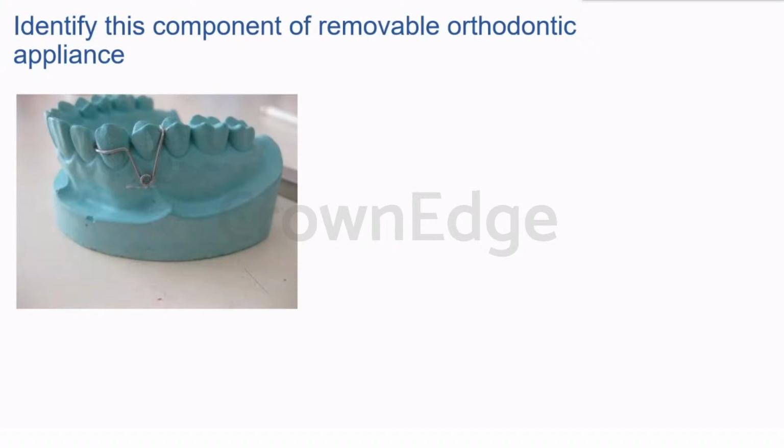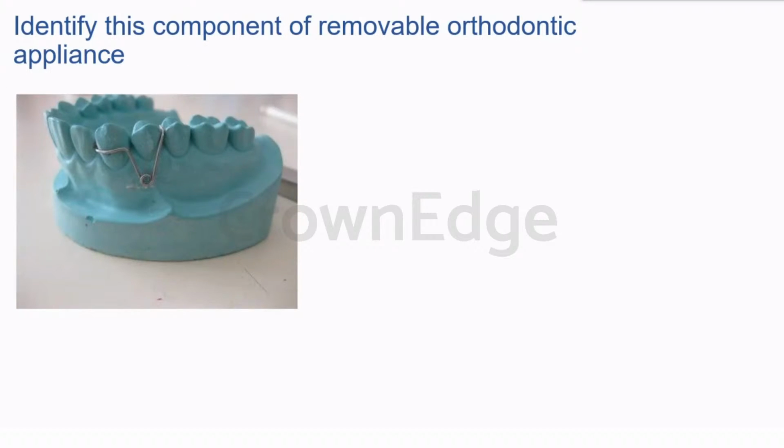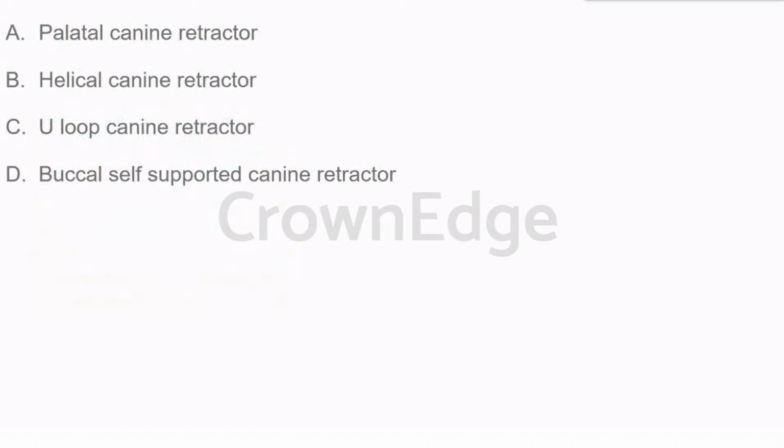This is an image of buccal self-supported canine retractor, which has a coil over here. Okay. It will be around 3 mm in diameter. When you open the coil in both the directions, the canine will retract back, in the distal direction. Okay. Once you activate the coil, it's going to retract. So this is a canine retractor, and the option for this is buccal self-supported canine retractor.